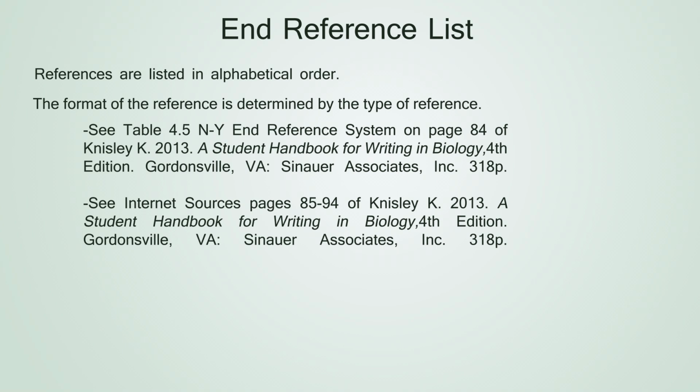Pages 85 through 94 of A Student Handbook for Writing in Biology provide information about how to reference unpublished lab exercises, personal communications, internet sources, internet journals, databases, home pages, and email discussion lists. If you are using another type of source, then you should contact your instructor to figure out the proper way to reference that source. There are several good online sources that present information about the proper way to reference sources in the Council of Science Editors name-year style.